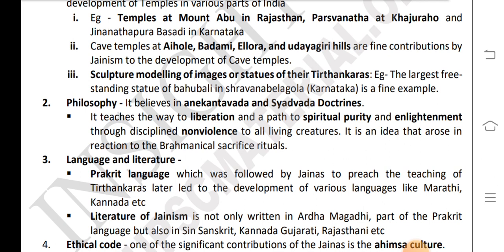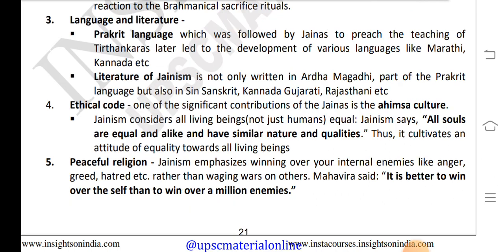Philosophy. It believes in the Anekantavada and the Syadvada doctrine. It teaches the way to liberation and the path to spiritual purity and enlightenment through disciplined life and non-violence to all living creatures. It is an idea that arose in reaction to the Brahmanical rituals.